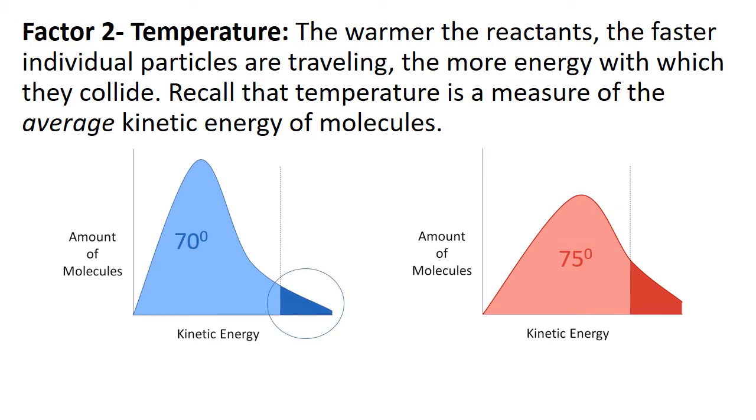And if we look at 75 degrees, we wind up with more molecules now on the right-hand side of that threshold line, so we have a better chance of a reaction taking place because the average molecules are traveling faster, which means there will be more molecules present traveling fast enough for a reaction to take place.